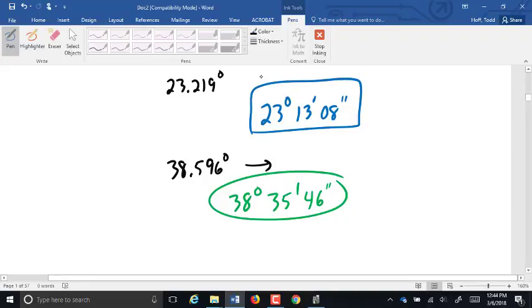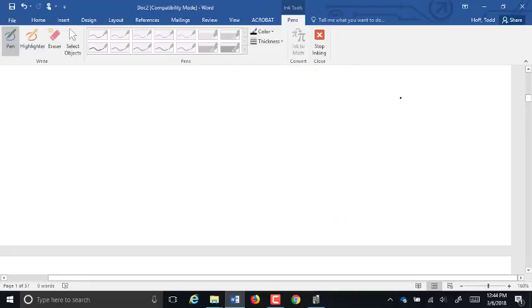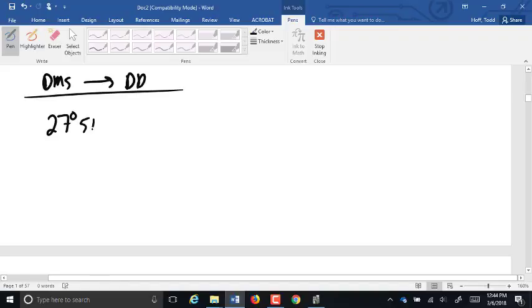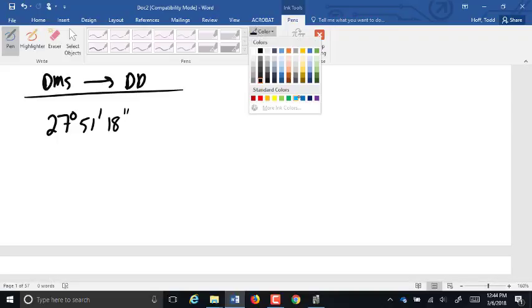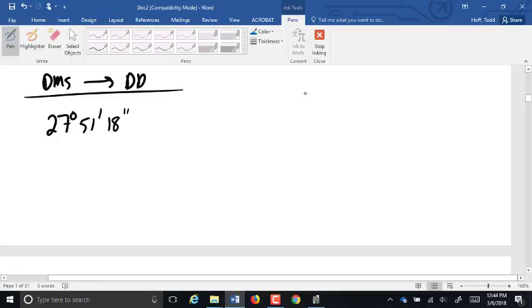Well, how about going the other direction? If I want to go from DMS, degrees, minutes, and seconds, back into decimal degrees. So I might have 27 degrees, 51 minutes, 18 seconds. And I want to put it back into decimal degrees.